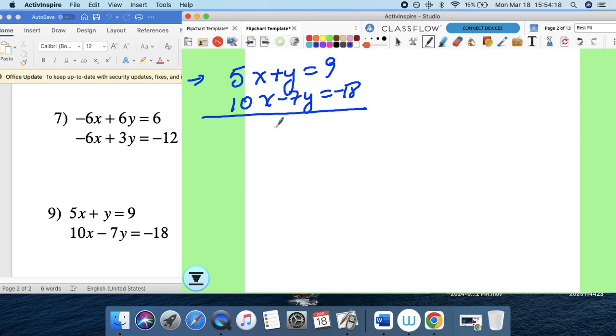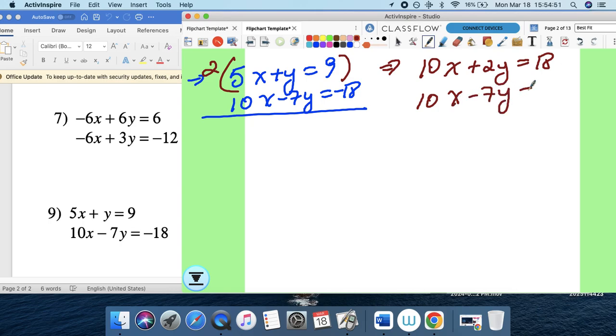It's your choice. So I'm going to make it simple. Put this in parentheses. I'm going to multiply that whole equation, everybody, times 5, sorry, not times 5, times 2. So the first equation is going to change to 2 times 5x is 10x, 2 times y is 2y, and 2 times 9 is 18. So that's the equation I'm going to use. And the bottom one stays the same: 10x minus 7y equals negative 18.